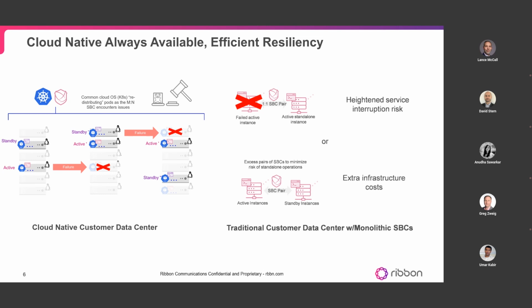Now, the thing which you could do in order to overcome this concern with the predecessor offer, with the physical appliances, with the virtual appliances, you could always have extra pairs of SBCs to minimize the risk of standalone operations. The only problem with that is that you have to bear all of these extra infrastructure costs in order to reduce that service risk. And so with the predecessor offers, you're either running in a heightened state of risk or you're incurring extra infrastructure costs. All of that doesn't happen to be with you should you be deploying a cloud native solution.